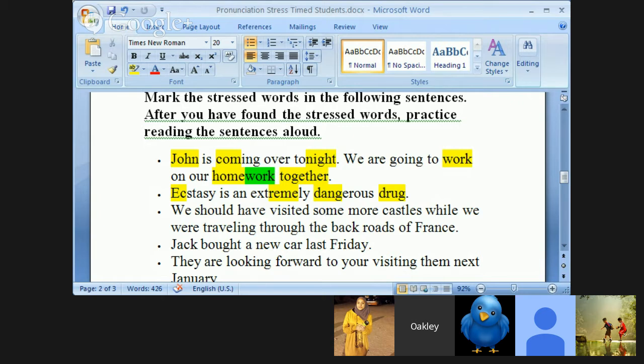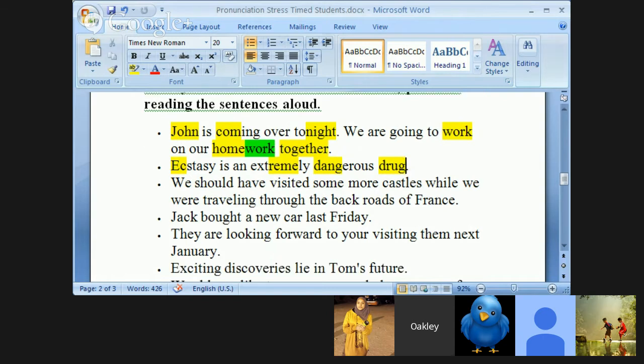All right, one more time. The whole thing. Ecstasy is an extremely dangerous drug. That's great. That was really good. That was perfect, actually. Very nice. Okay, that's exactly the idea.